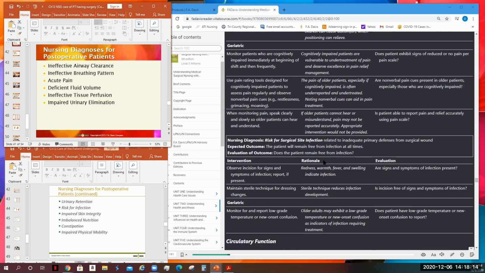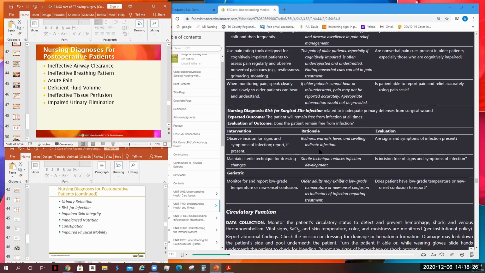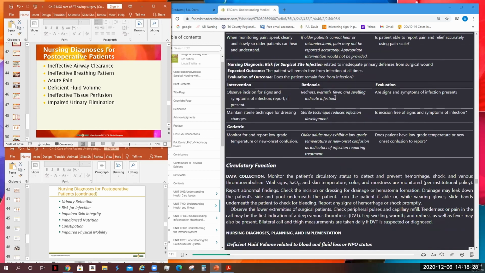Nursing diagnosis: Risk for surgical site infection related to inadequate primary defenses from surgical wound. Expected outcome: The patient will remain free from infection at all times. Evaluation of outcome: Does the patient remain free from infection? Intervention: Observe incision for signs and symptoms of infection.